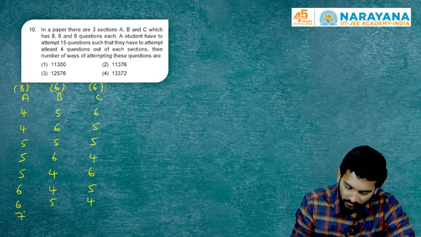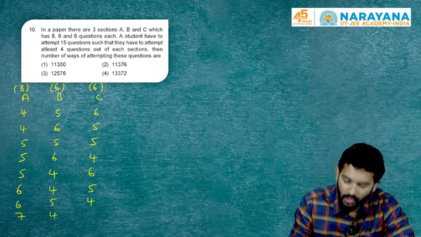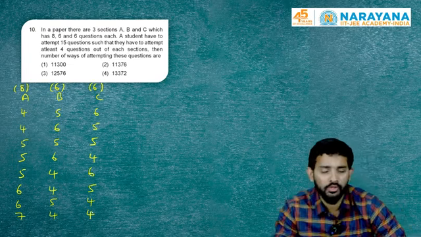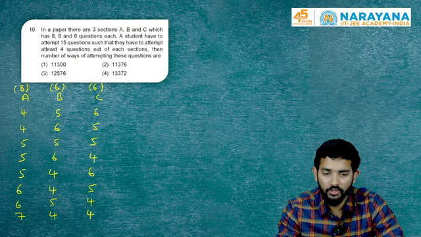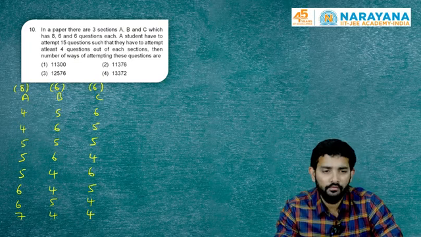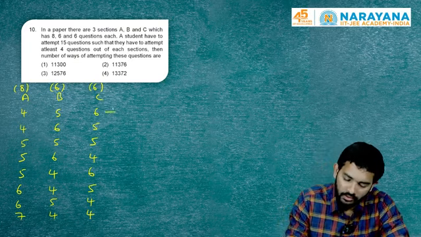The next possibility is 7. If I am taking 7 here, minimum 4 I have to take here, and obviously 4 from here. Then I cannot take 5, 7, 5, because 12 plus 3, I should take minimum 4. So I can safely say that these are the only possibilities.